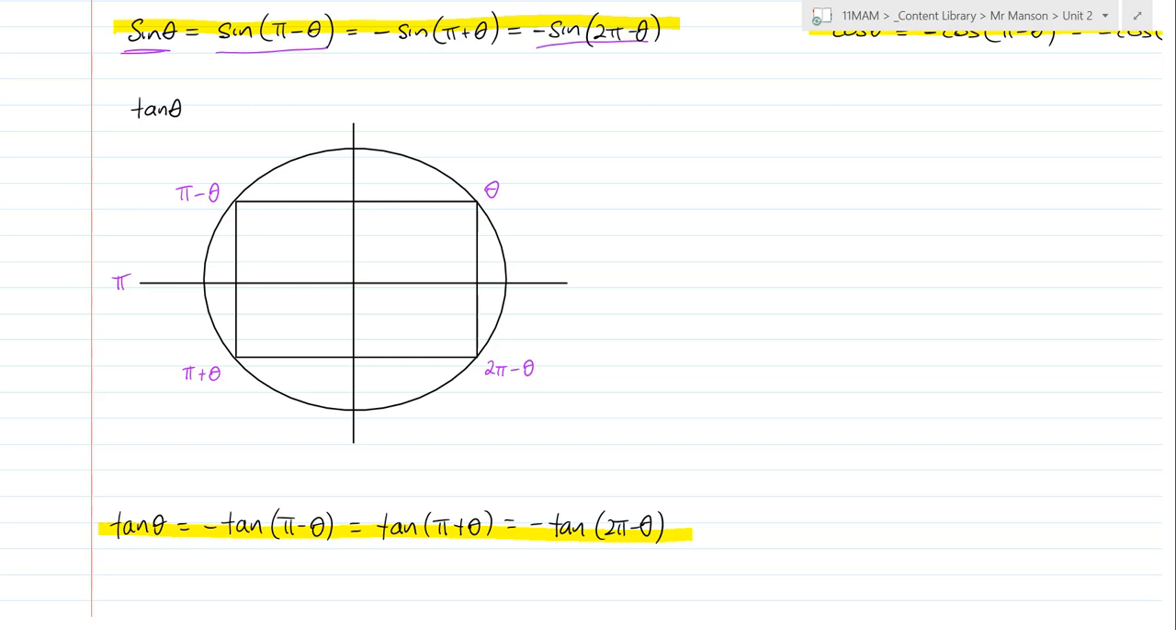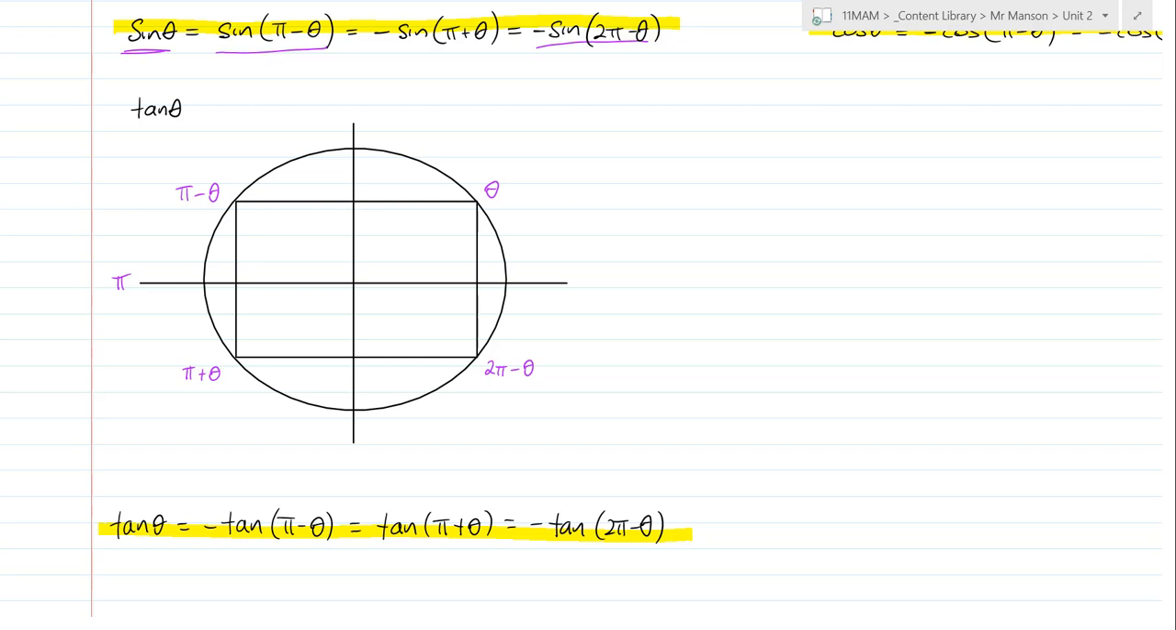Third quadrant. Is sine positive or negative in the third quadrant? Negative, because it's below the x-axis. Is cos positive or negative? Negative, because it's on that side of the y-axis. What's a negative divided by a negative? Positive. Third quadrant, tan is positive. Fourth quadrant, sine positive or negative? Negative, it's below the x-axis. Cos positive or negative? Positive. What's a negative divided by a positive?